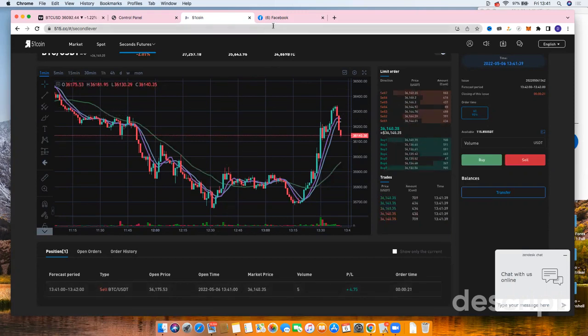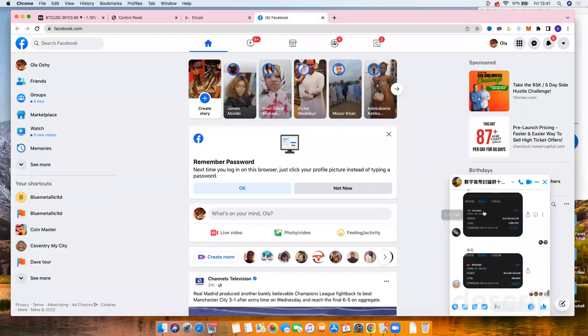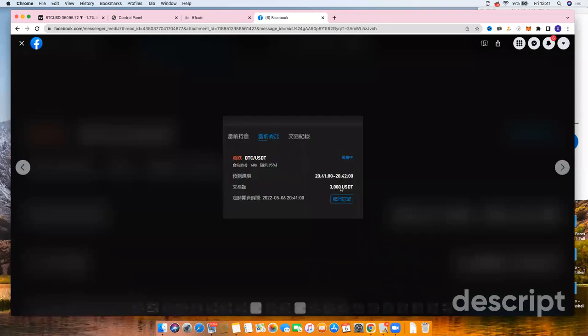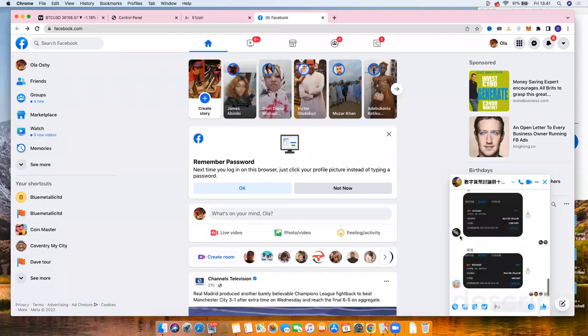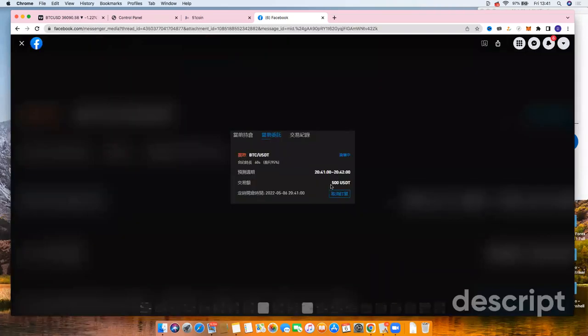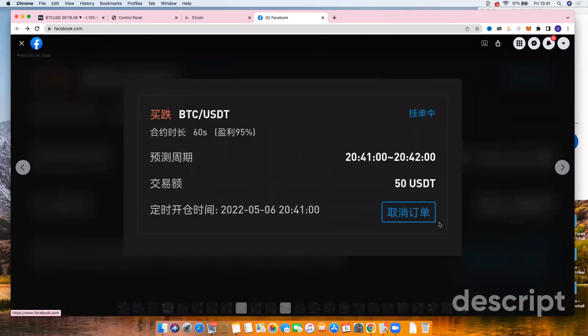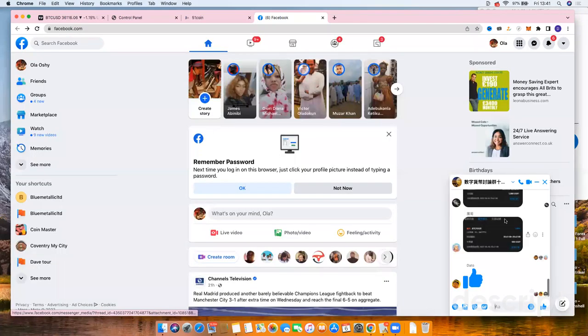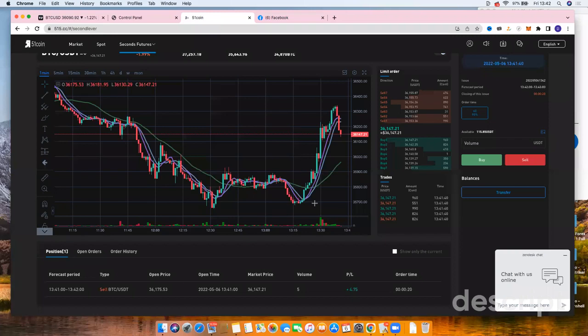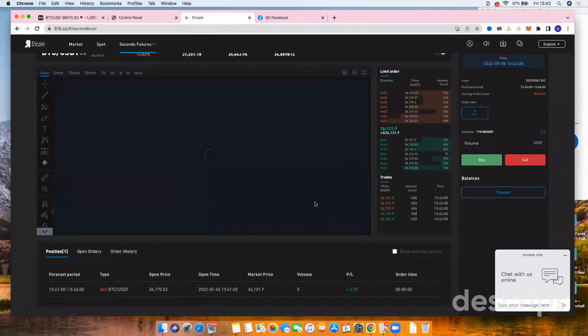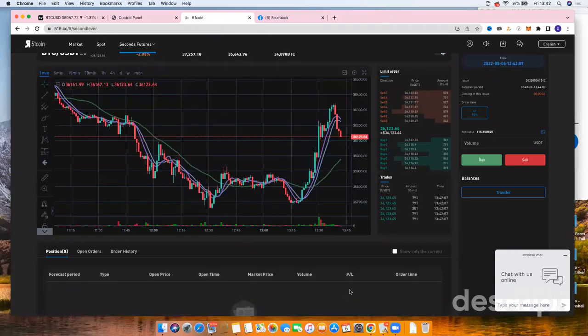And I'm going to show you the amount people are risking now on this. You can see the amount people are risking, 3,000 USDT. Somebody's risking 3,000 USDT. Then I'm going to show you the next one as well. Somebody's risking 500 USDT. This is 50 USDT. So it all depends on your risk appetite, as I've said. And oh yeah, we won the trade, we won the trade.